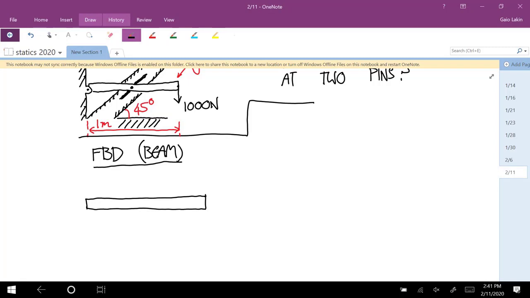Okay, so what kind of loads are applied? Well, there's a weight acting at the center. That's 50 times 9.81, so 490.5 newtons. And there's a 1,000 downward at the end.